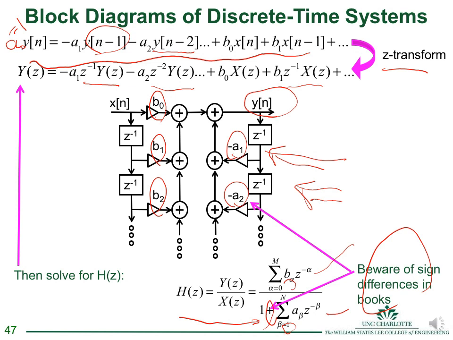By the way, these terms a are the feedback terms because the output is being fed back into the circuit. These are the feedforward terms because you're just using delays of the input.